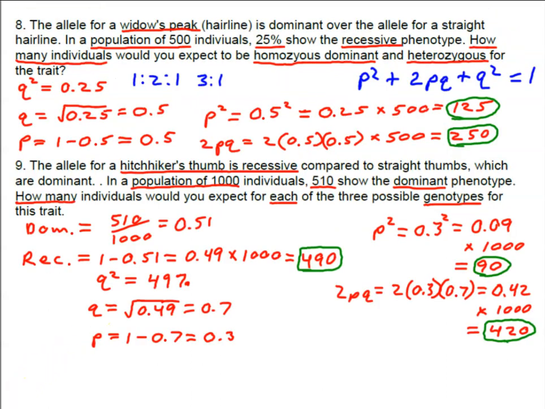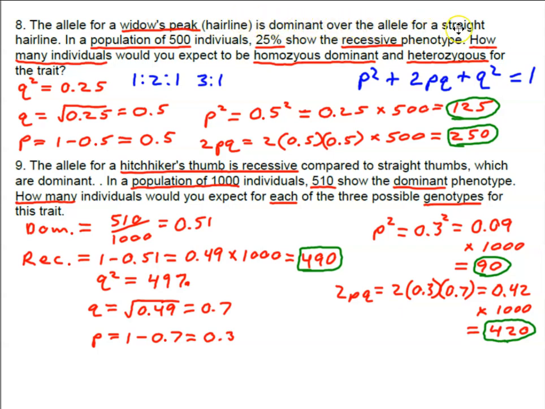All right, we're finally to the last 2 problems, and so in number 8 here, the allele for widow's peak, which is a trait that we've looked at before in our notes. If you'll recall, it's a dominant trait, so having a widow's peak is dominant over not having a widow's peak.